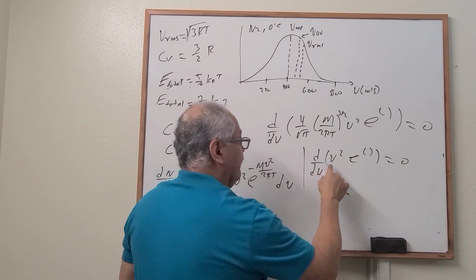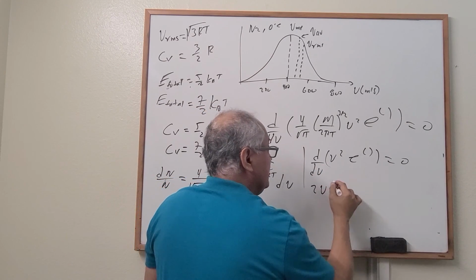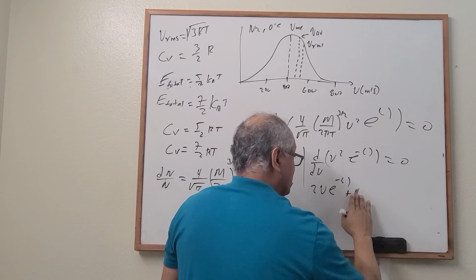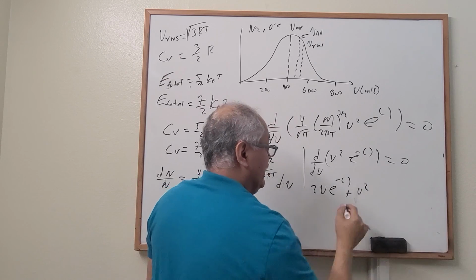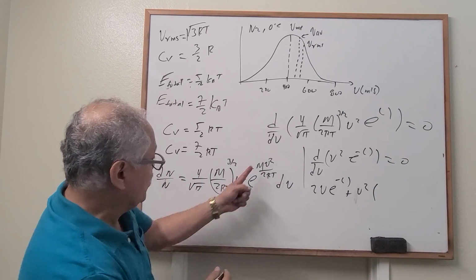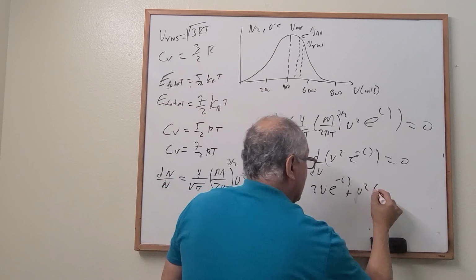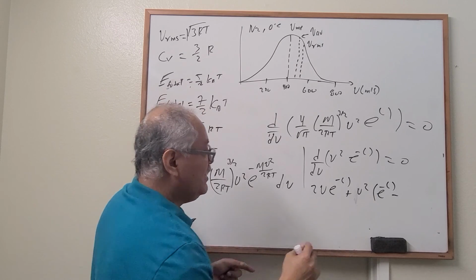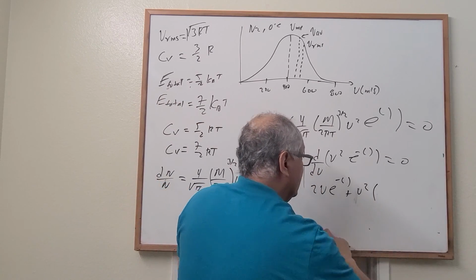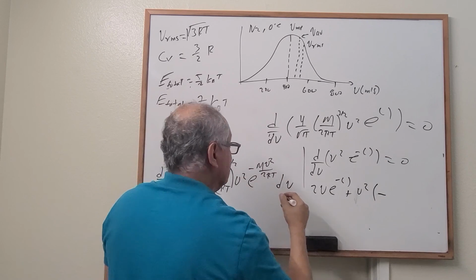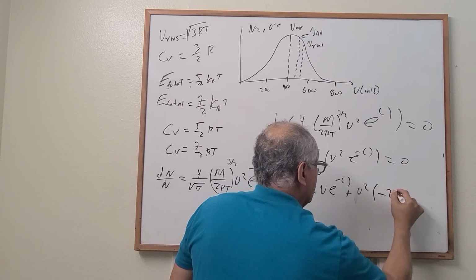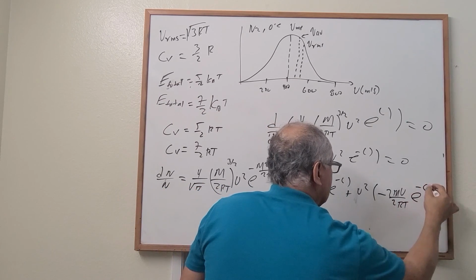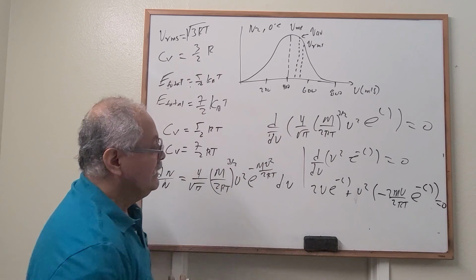And when we do it, what do we have? We have 2v times e to this quantity, plus v squared times the derivative of this quantity. The derivative is e to the negative of this quantity, so it's minus 2v, divided by 2RT, times e to this quantity, which must equal 0, correct?